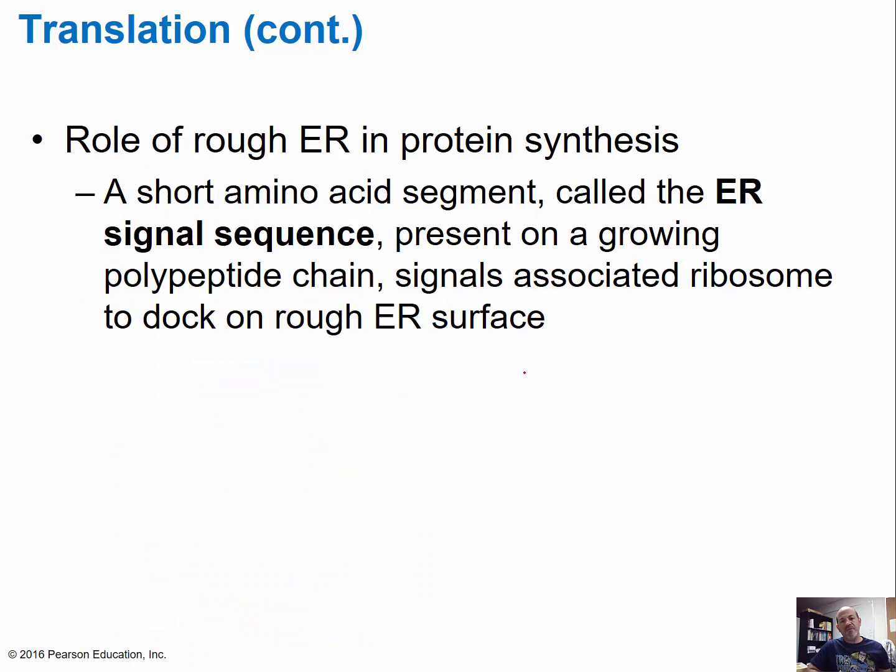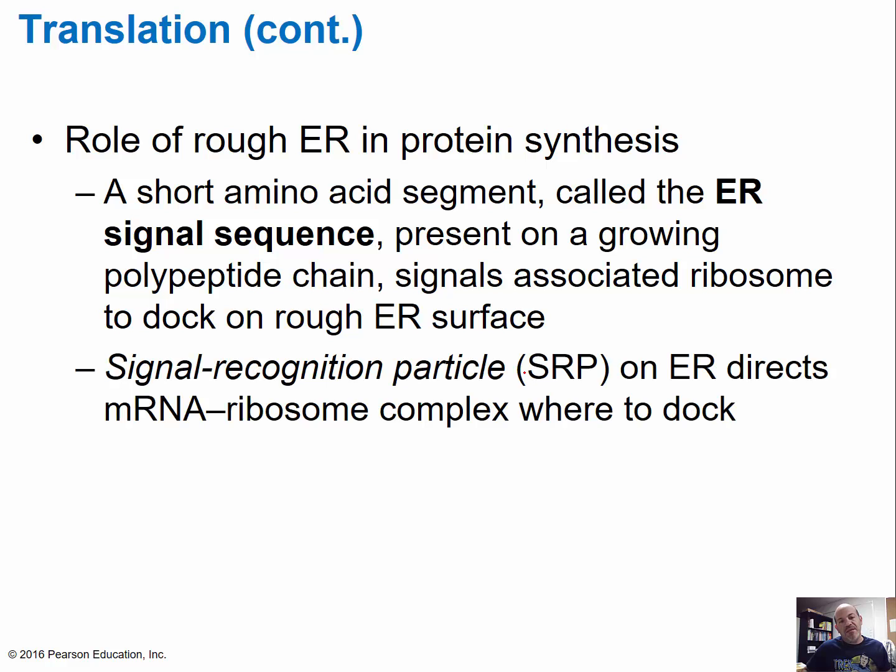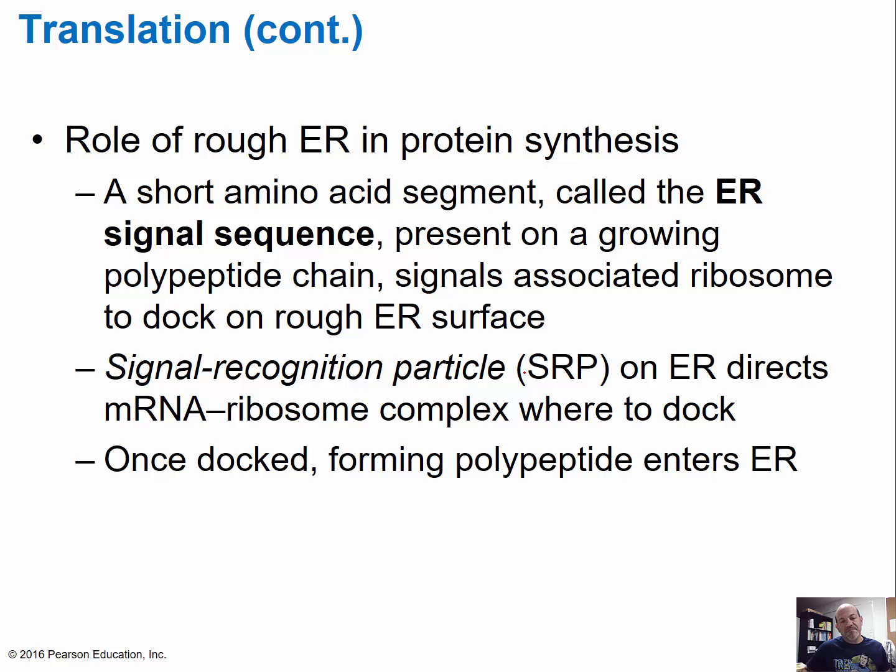So what is the role of rough ER in protein synthesis? Sometimes proteins are going to be produced in the ER instead of freely in the cytoplasm. So let's take a look at that real quick. A short amino acid segment called the ER signal sequence is going to be present on the growing polypeptide chain, and it signals the associated ribosome to dock on the rough ER. And there is a signal recognition particle that will direct the mRNA ribosome complex where to dock or connect to. Once docked, the forming polypeptide will enter the ER.